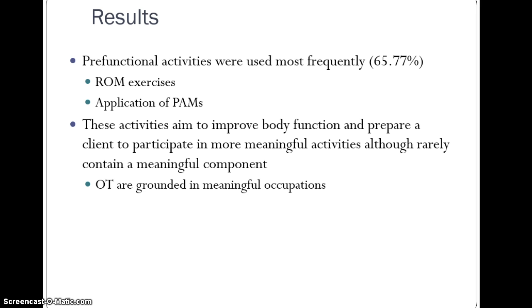So what do these results mean? The pre-functional activities that were used most frequently and documented most frequently, at almost 66% of the sessions, were range of motion exercise and the application of physical agent modalities. These pre-functional activities were aimed to improve body function and to prepare a client to participate in more meaningful activities, although they rarely involved a meaningful component. While ironically, occupational therapy is grounded in meaningful occupations.